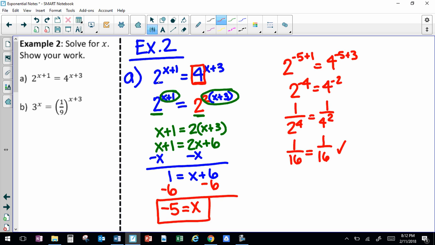Okay, so when the bases are not the same, then you have to ask yourself, can I change one of the bases so that I have the same? And I could change 4 into 2 squared. Then once you have the same base, you can set the exponents equal to each other. Okay, so now let's look at part B.